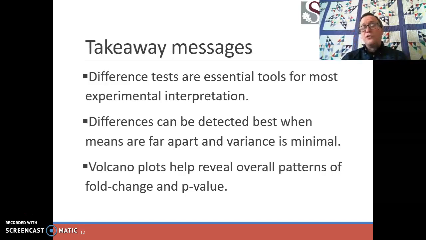Volcano plots are a useful way to display lots and lots of genes all at once to reveal overall patterns of fold change and p-value. Sometimes they can help you to realize that your data are not performing the way that they would be expected to, that they don't look like a typical volcano plot. That is very worth knowing. So I hope that this is a useful overview for you on how to make use of difference tests in this context.